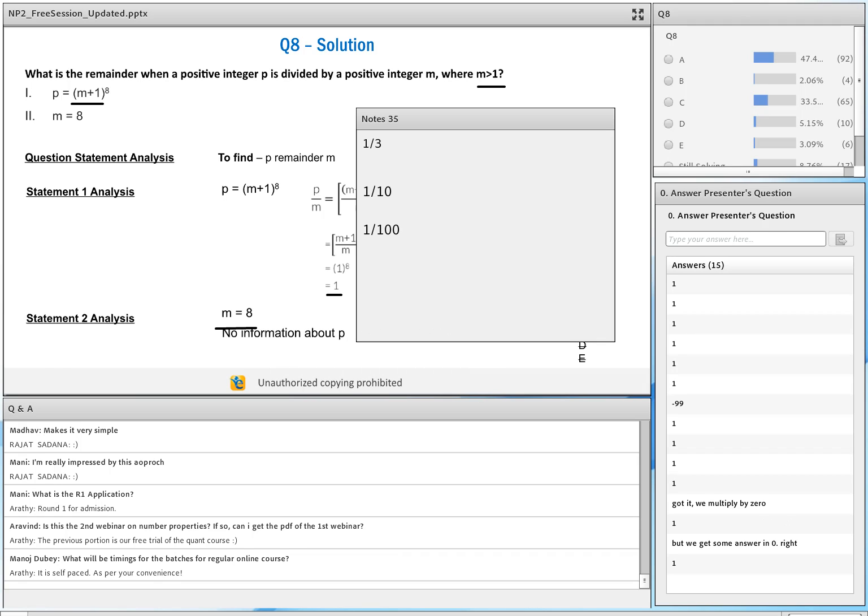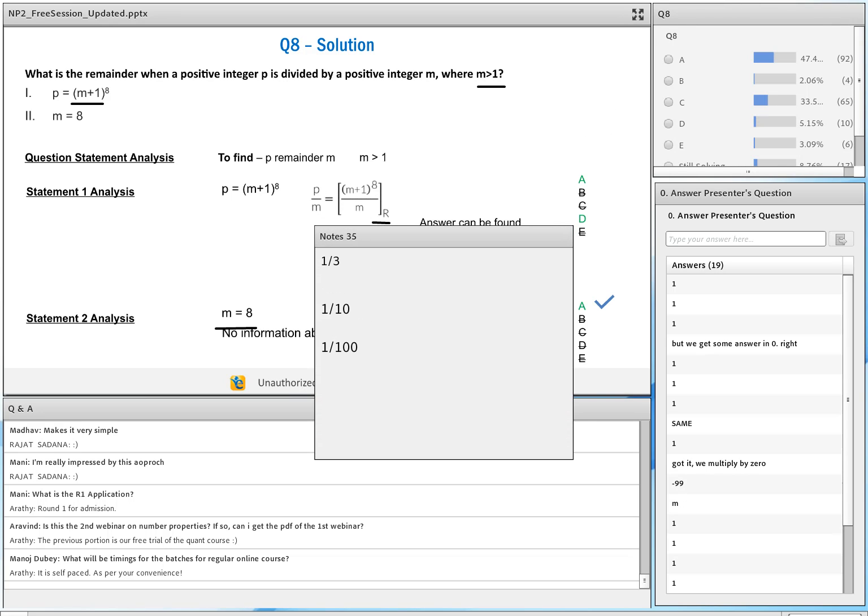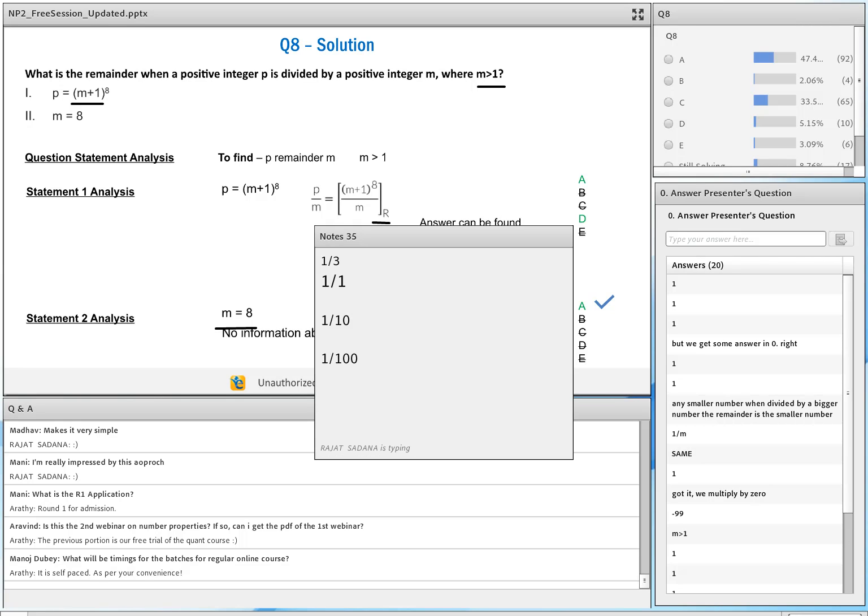And what's given to us? We're given m is greater than 1, which means you're not going to have a situation which is 1 by 1. You're always going to have 1 by 2, 1 by 3, 1 by 4, 1 by 100, 1 by infinity, if possible, or I mean 1 by some other number. Got it?